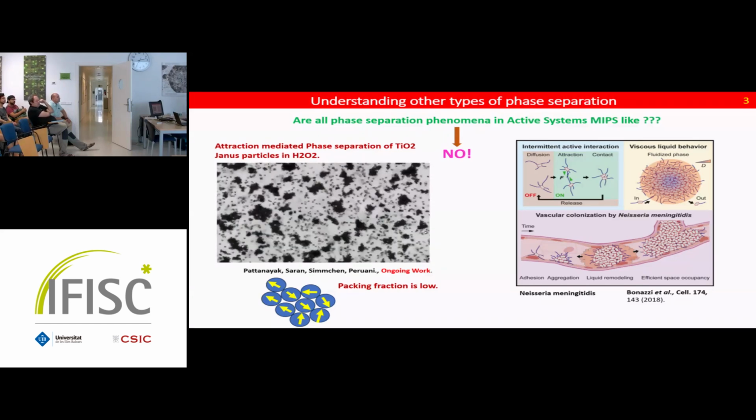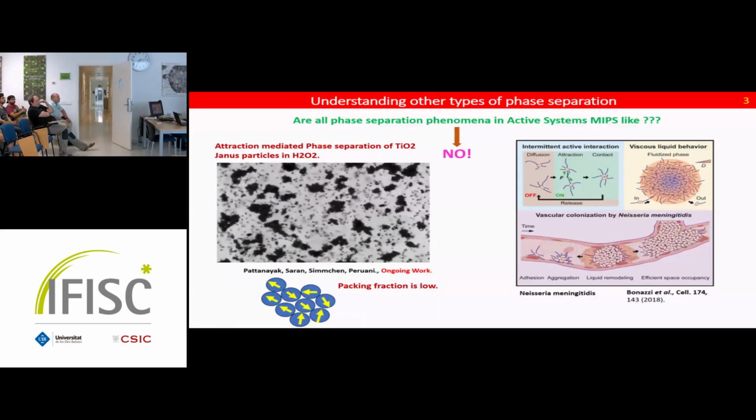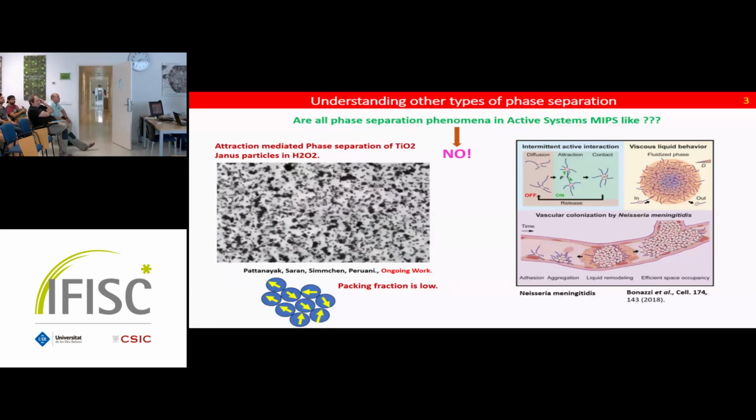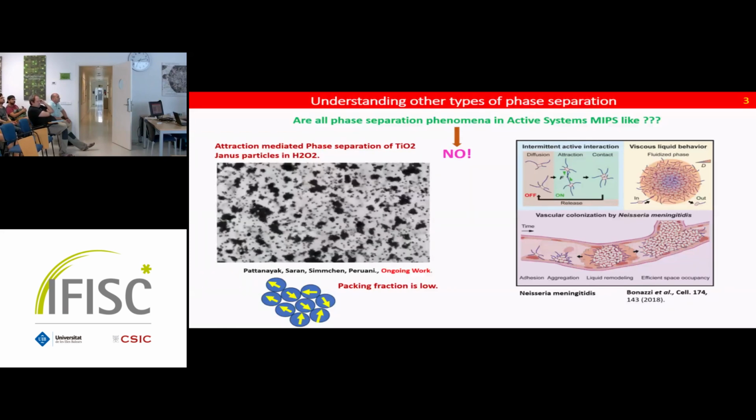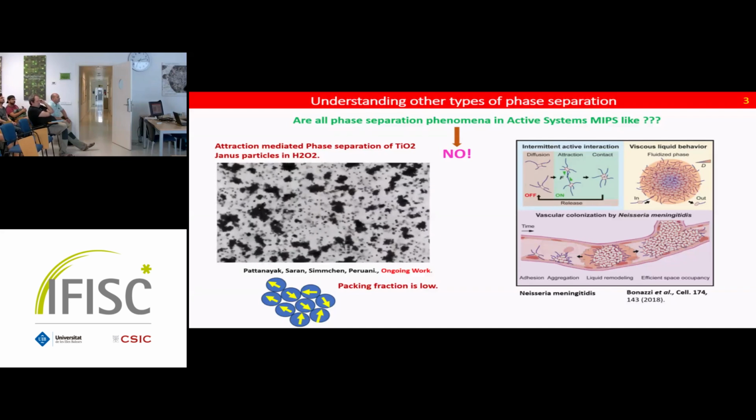So the conclusion from this part is that there exists some other kind of phase separation, mediated by attraction in active matter systems, that is not similar to the MIPS-like behavior.